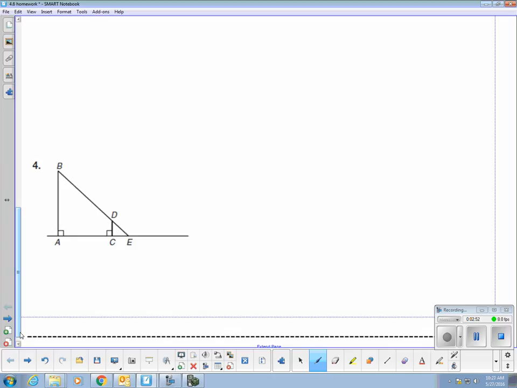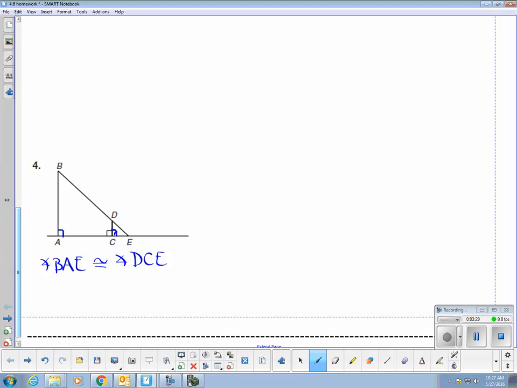In number 4, we again have a pair of congruent angles that are right angles. So I'm going to go ahead and draw the right angle here in this small triangle. Since these two angles are supplementary, they have to equal 180, so each of those are 90 degrees. So I'm going to say that angle BAE, that's this angle right here, is congruent to angle DCE, and that's this angle right here.